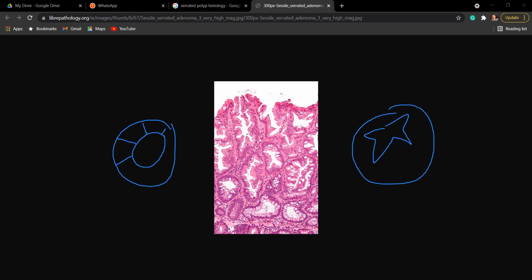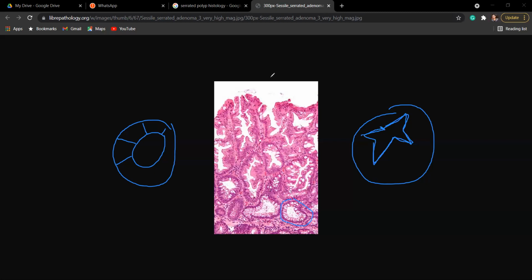They will have this sawtooth-like appearance, and you have this type of starry sky, this star-like pattern of the crypts. The branchings will be present. So these are the hallmark features of a serrated polyp: these branchings and this star-like pattern of the crypts. The normal crypt will be like that. As you can see, this is the normal crypt. It is very much circular, regular, not very much branched. But if it is branched, then it is a serrated polyp.